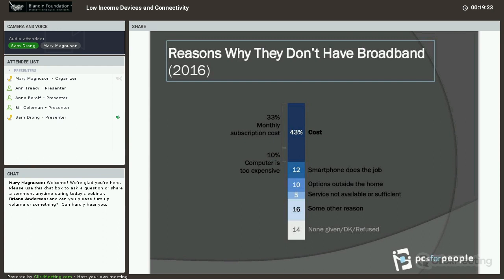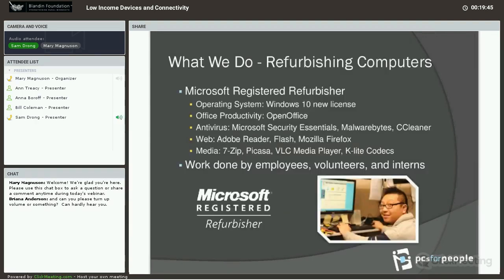It's a little difficult to tell exactly how it's skewed, but they found that relevance had fallen off to a point that it didn't make it onto their survey. So you'll see now that 43% of people, according to Pew, don't use the internet because it's just too costly. That, again, is really where PCs for People focuses their energy.